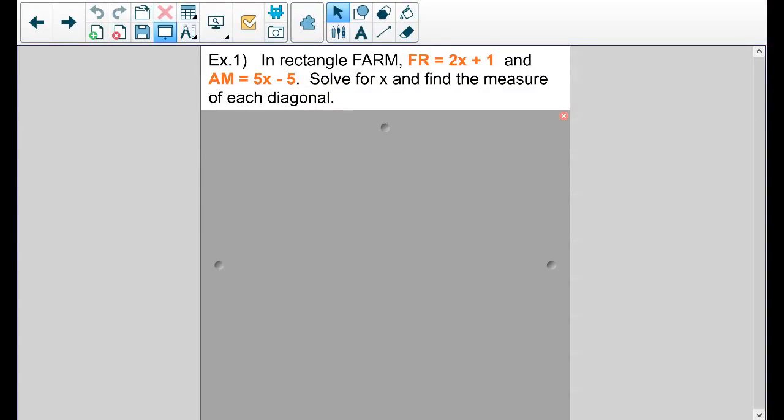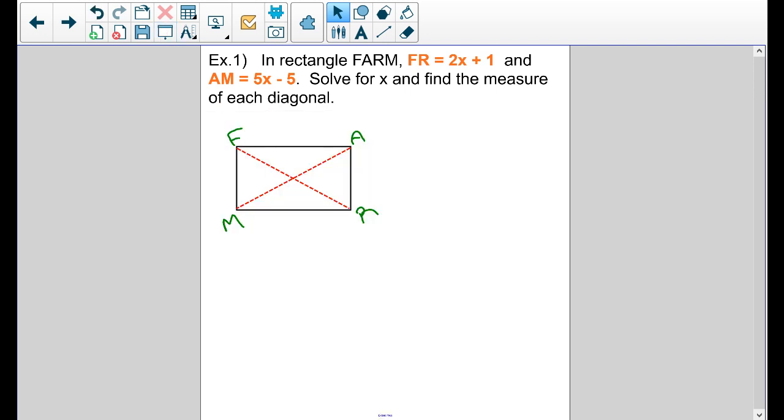So these are problems from the notes we just took about rectangles, squares, rhombuses, okay? The information we're going to use is from those last pages we did. So we have a rectangle FR, which is 2x plus 1, so this diagonal is 2x plus 1, and AM, the other diagonal, is 5x minus 5. So let's find x and find the measure of each diagonal.